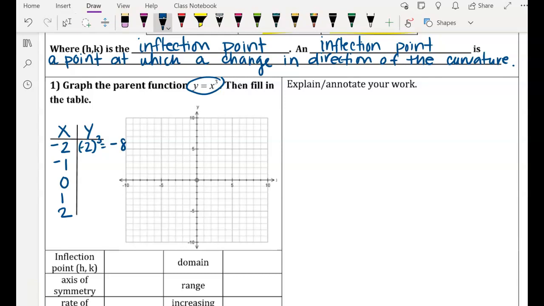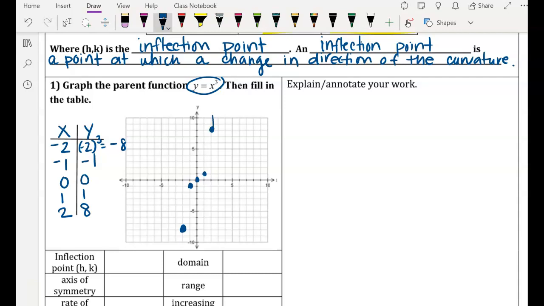So -2 raised to the third power is -8. -1 raised to the third power is -1. 0 raised to the third power is 0. 1 to the third power is 1. And 2 to the third is now a positive 8. So -2 goes to -8, -1 is -1, 0 is 0, 1 is 1, and 2 is at 8.